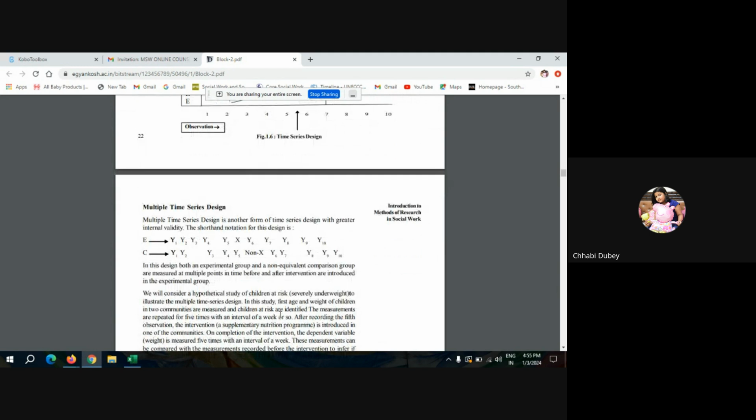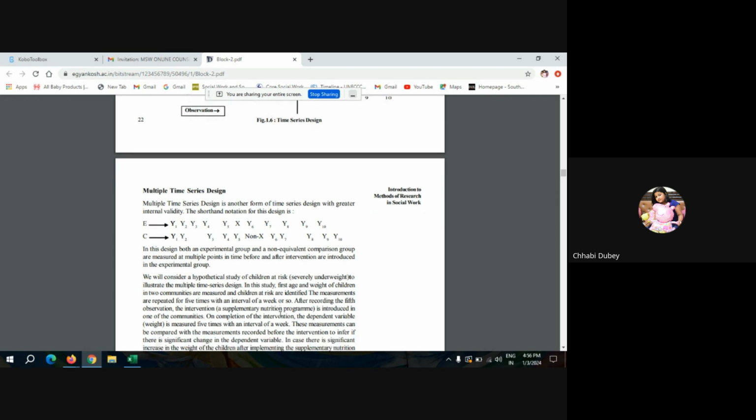After this, we go to the multiple time series designs. This is another form of time series design where the internal validity is much higher. In this design, we have both an experimental group and a non-equivalent comparison group. These are measured at multiple points in time before and after the intervention is introduced in the experimental group. So here we will be taking the measurements multiple times. Okay, so this is again a type of multiple time series design.